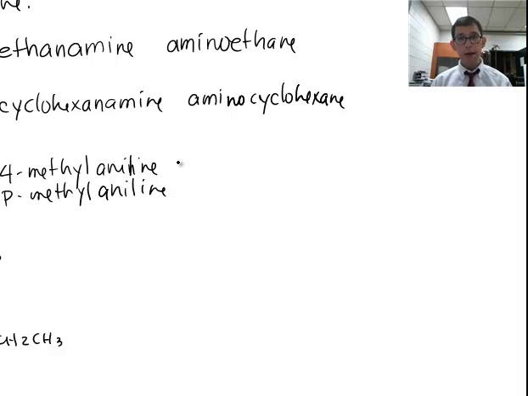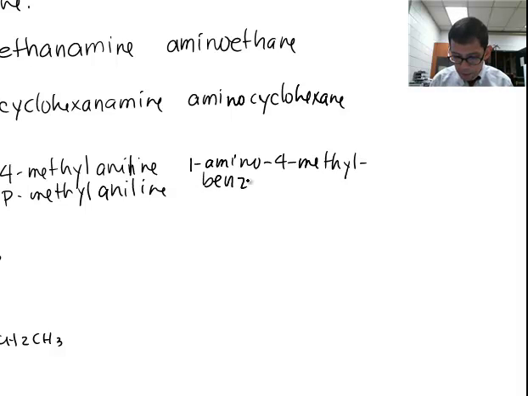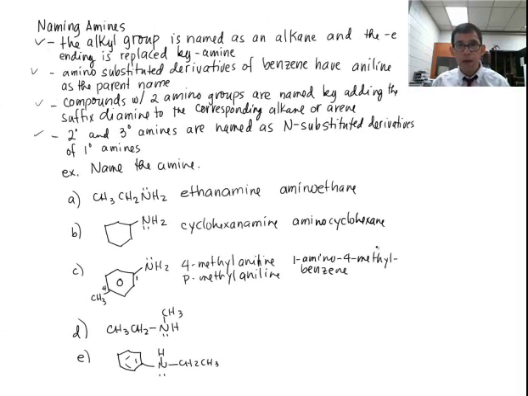Remember that P is para and para is 1,4. Yes? If you want to name it as a benzene, then you say it's 1-amino-4-methylbenzene, which is a valid name for that molecule. So that's how you name it if you want to name it as a benzene. Otherwise, it's an aniline.